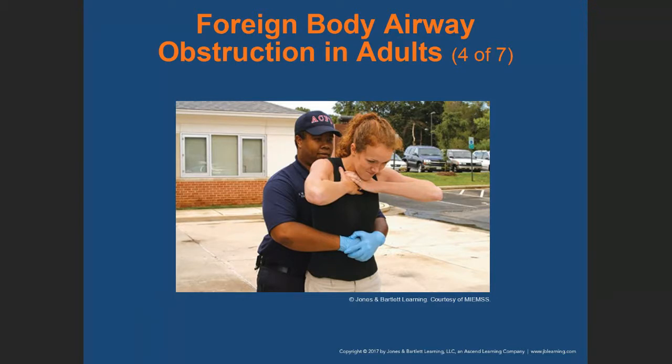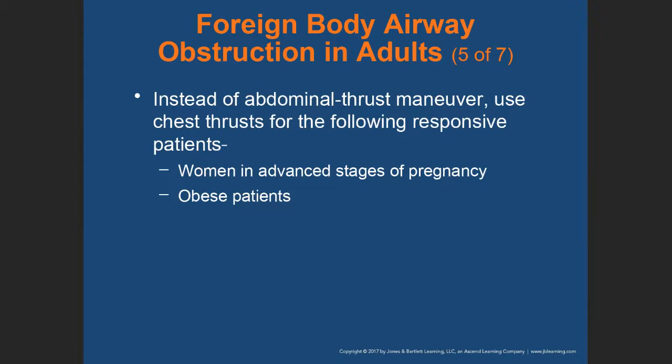Got to anticipate that. For your pregnant patients, again, you're going to do something that looks more like a chest thrust than an abdominal thrust. Instead of the abdominal thrust maneuver, use chest thrusts for the following responsive patients: women in advanced stages of pregnancy and obese patients. And as I said earlier, if you cannot reach around the patient, that type of technique is not going to work. You must be able to reach around the patient. You must be able to control that patient's body weight. If you're not able to control the patient's body weight, you shouldn't be in that position.